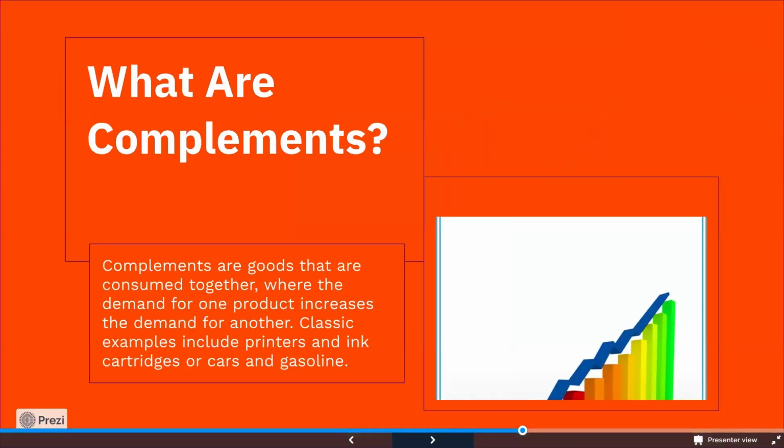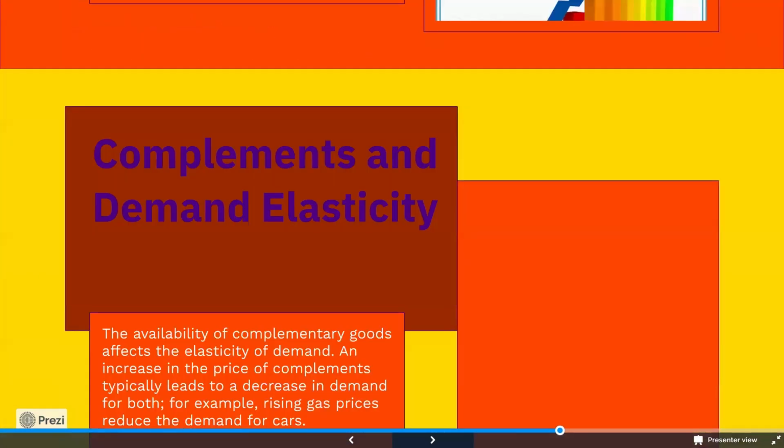What are complements? Complements are goods that are consumed together, where the demand for one product increases demand for another. Classic examples include printers and ink cartridges, or cars and gasoline.